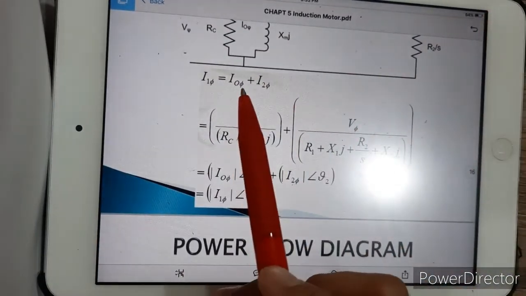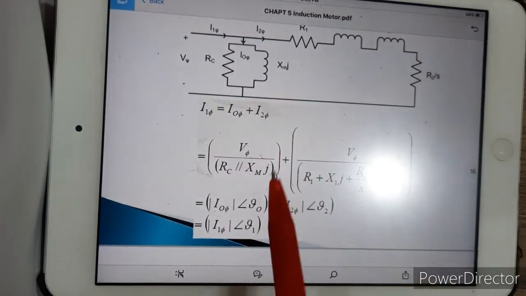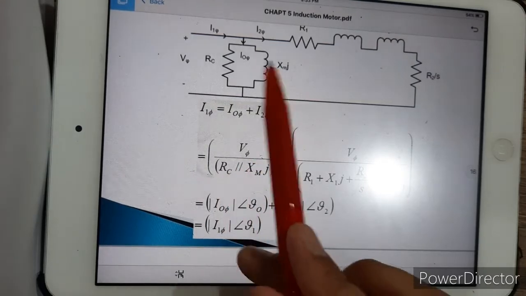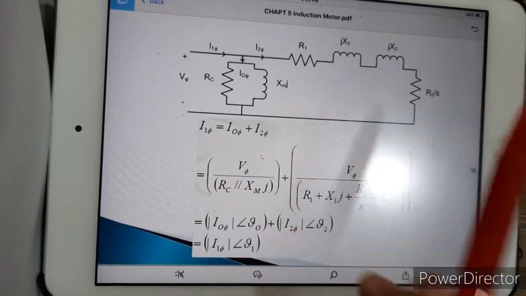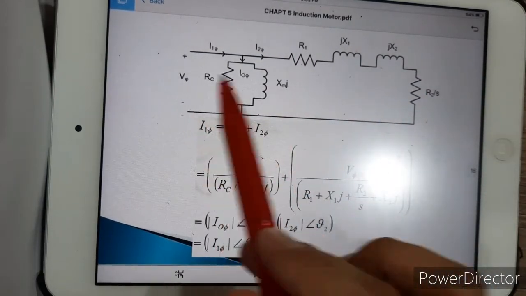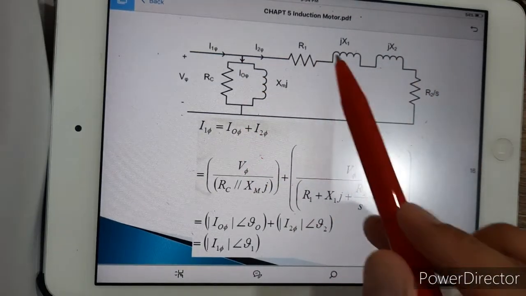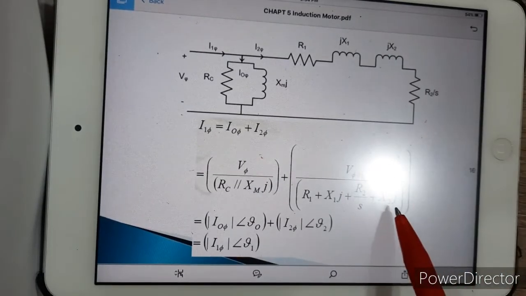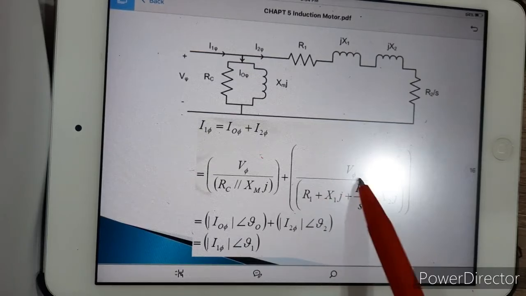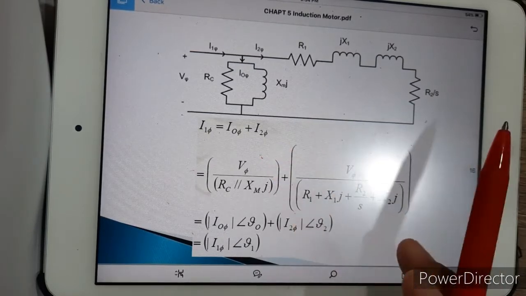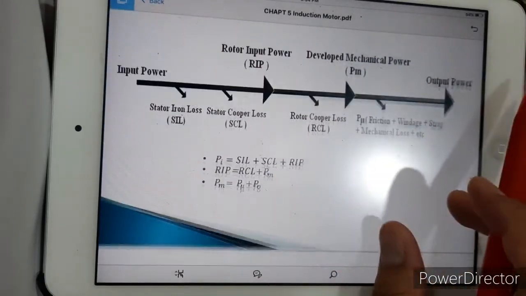So how to determine I out? Because RC and jXM are in parallel, V divided by this parallel impedance gives us I out. And then for I2, V, which is across this side, is divided by R1 plus jX1 plus R2 over S plus jX2. So we get I2 per phase. Then you can determine the single-phase current I phase.